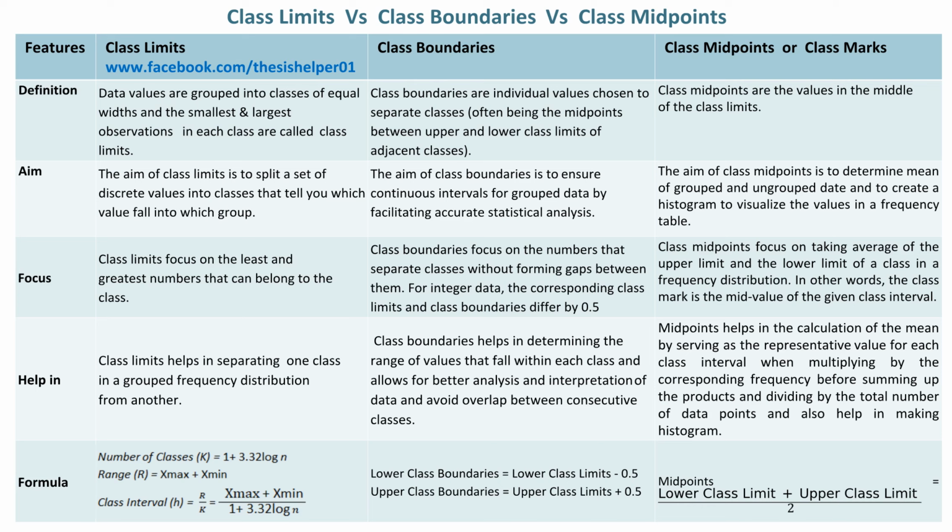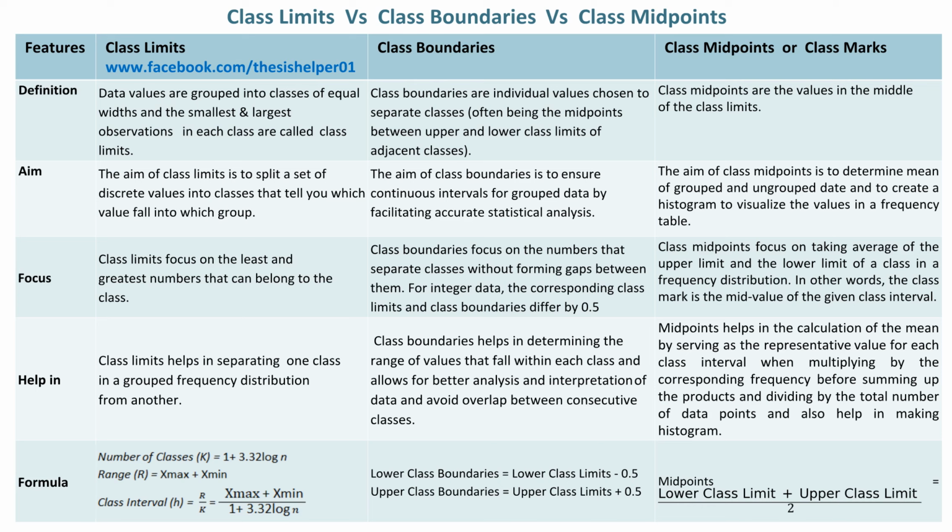The aim of class limits is to split a set of discrete values into classes that tell you which values fall into which group. Whereas, the aim of class boundaries is to ensure continuous intervals for grouped data by facilitating accurate statistical analysis. Whereas, the aim of class midpoints is to determine the mean of grouped and ungrouped data and to create a histogram to visualize the values in a frequency table.